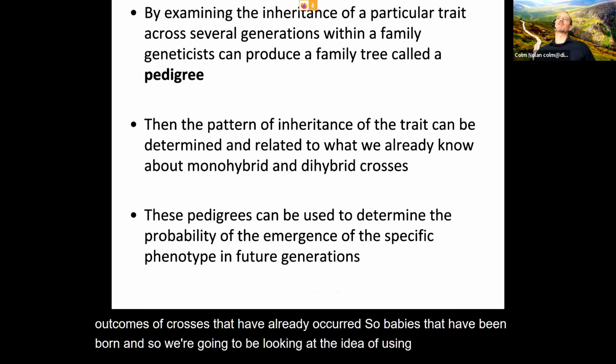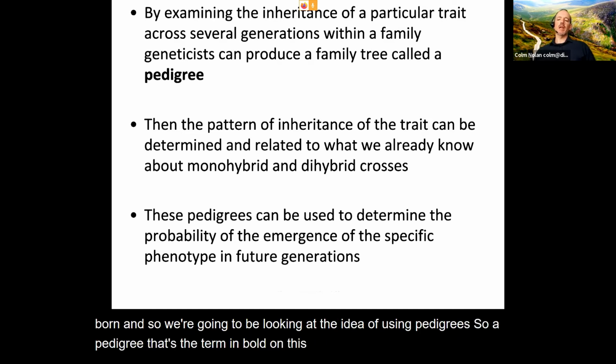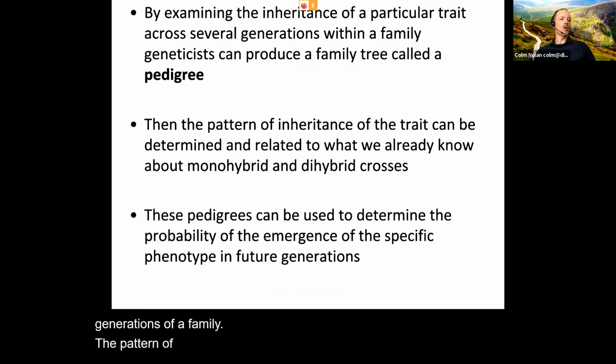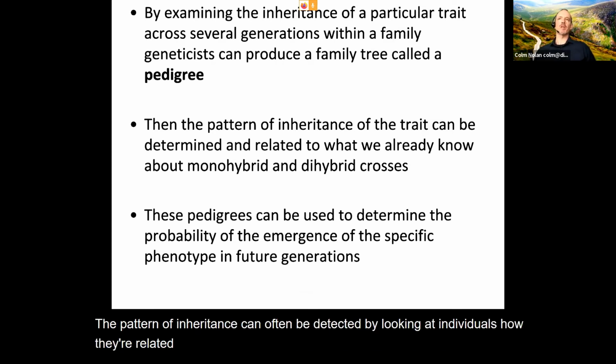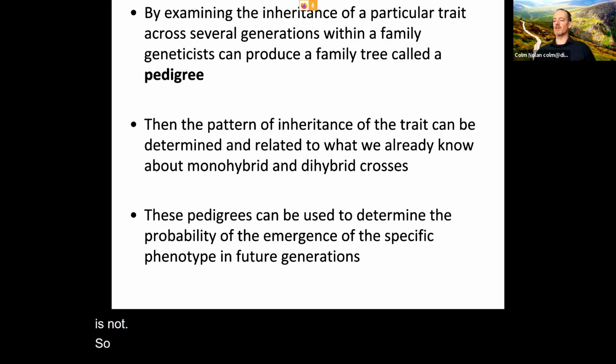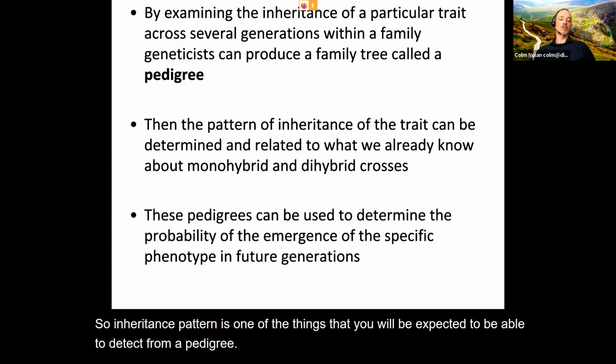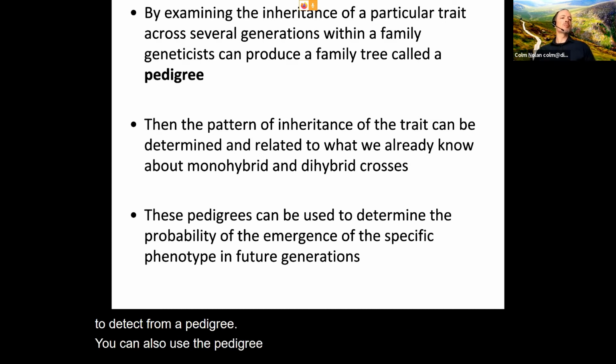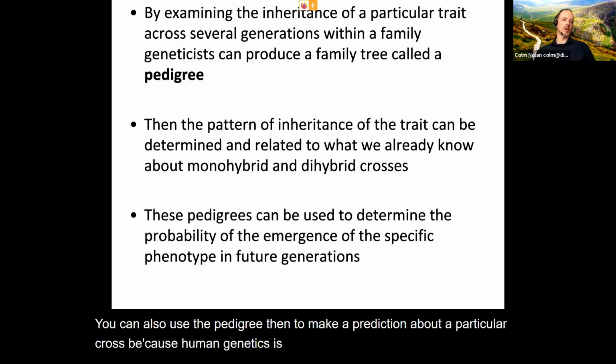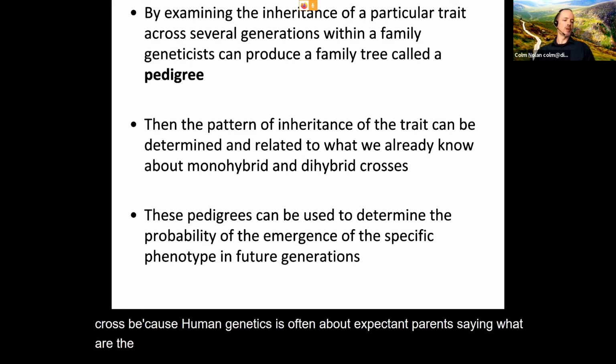So a pedigree, that's the term in bold on this slide, is a picture of several generations of a family. The pattern of inheritance can often be detected by looking at individuals, how they are related, who has got a particular trait in their phenotype and who has not. So an inheritance pattern is one of the things that you will be expected to be able to detect from a pedigree. You can also use the pedigree to make a prediction about a particular cross, because human genetics is often about expectant parents asking, what are the chances that a problem or a genetic situation could occur in the baby that we are going to have?